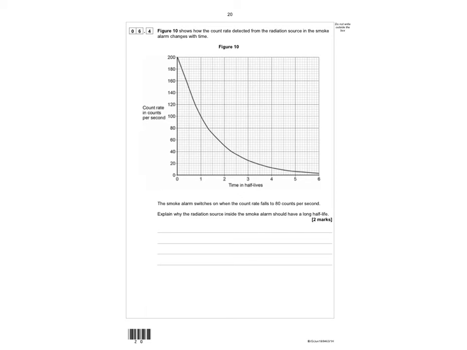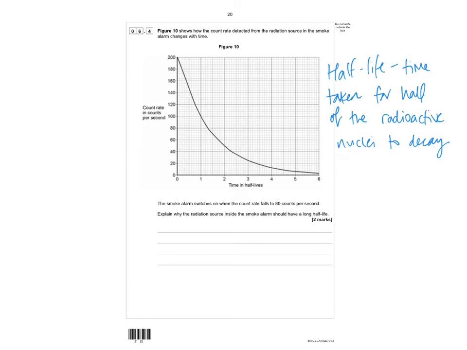So what we can see, we've got a nice curve, and the curve decreases rapidly at the start and starts to level off at the end. And as soon as you see a graph like this about radiation and count rate, then the word to think about, and it's written here, is half-life. So we need to remember what half-life is, and that's the time taken for half of the radioactive nuclei to decay. Let's just read on.